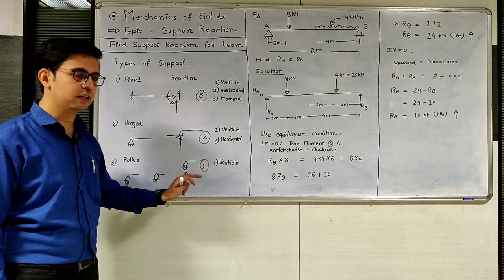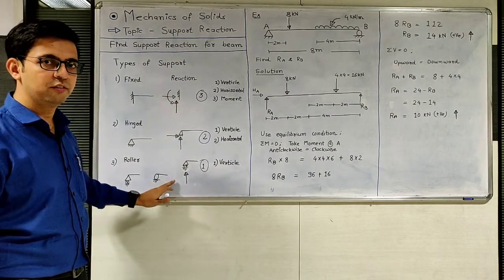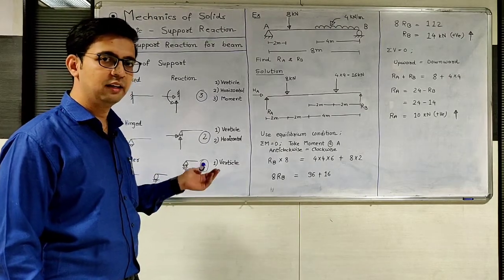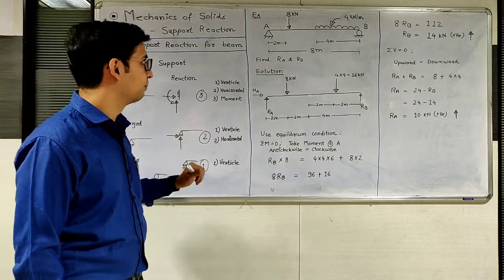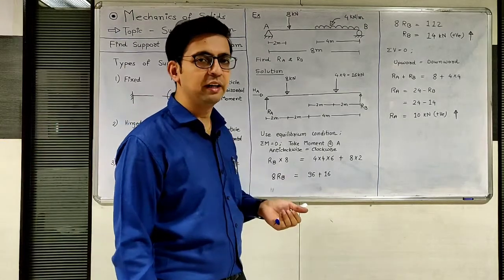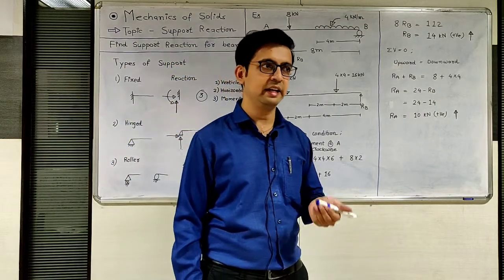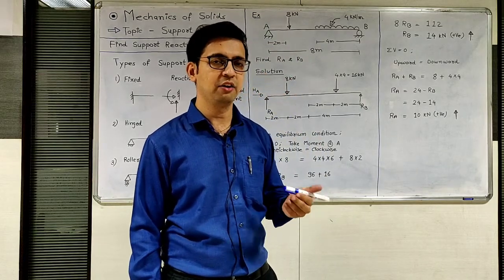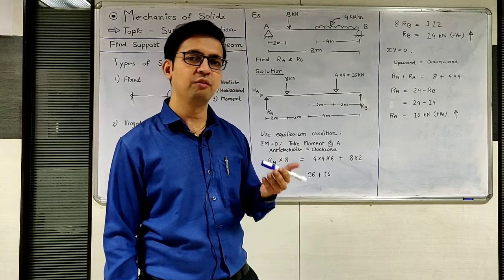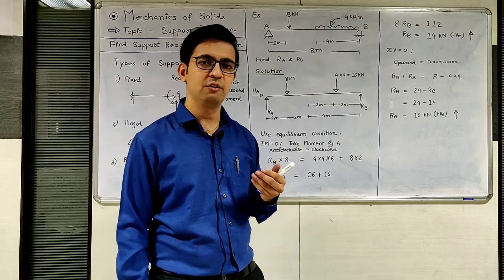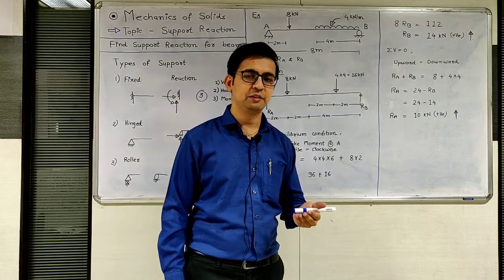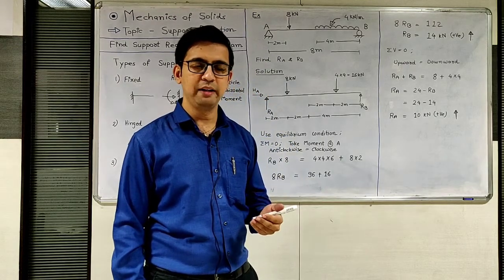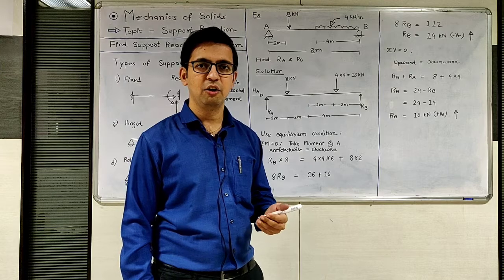For detail about these types of support, you can visit the previous lesson of Mechanics of Solid, and link is shared in description. So second prerequisite about the session is reaction. Reaction is a response to the action that is acting on a beam in the form of vertical forces. And for calculation of reaction, we must be familiar with two conditions. First condition is how to take moment, and second one is law of equilibrium.